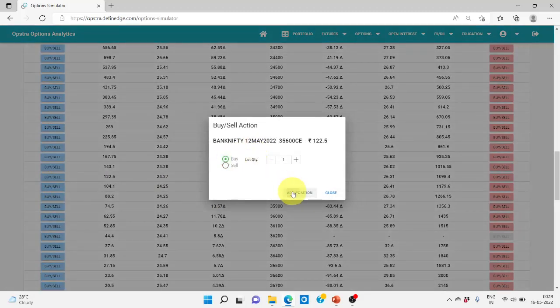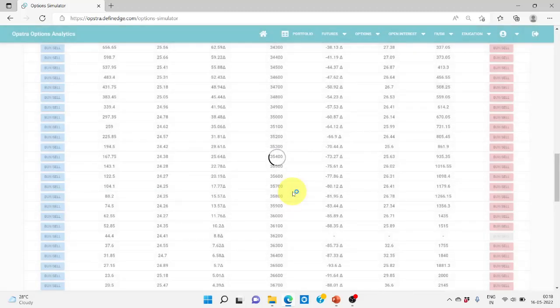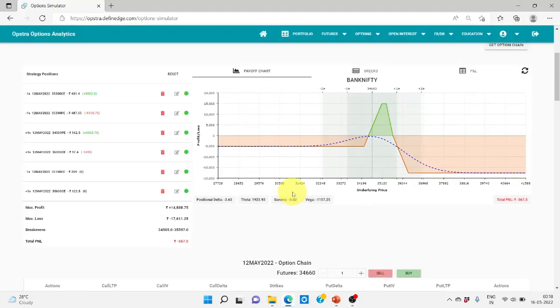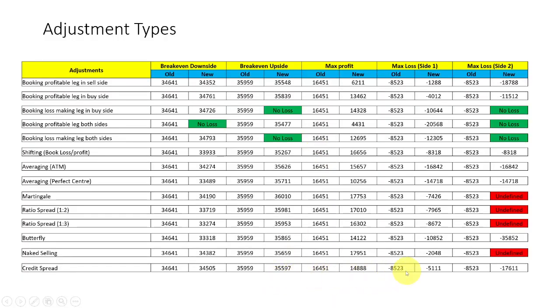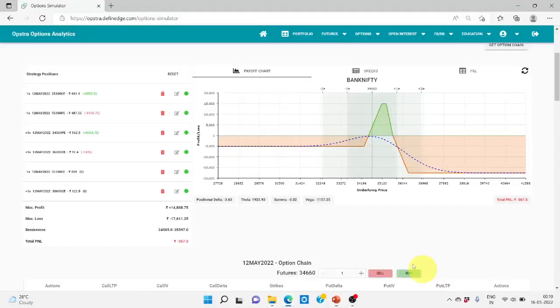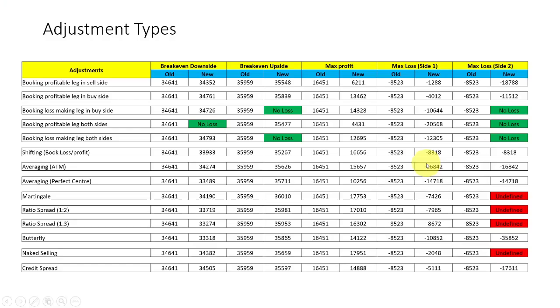So once we buy the 35,600 call, our risk will be defined in this direction. Initially it was maybe 8,000, it has reduced to 5,000 loss, and we are also extending the break even a little. And if it reverses, obviously we are going to end up in a loss, but this is a risk-defined loss. You can see how the old and new numbers change.